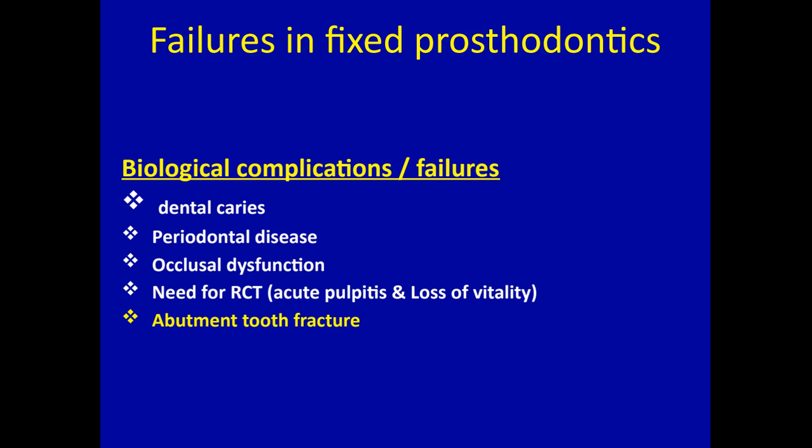The biological complications and failures include dental caries, periodontal disease, occlusal dysfunction, need for root canal treatment of the abutment because of acute pulpitis or loss of vitality, and the last one is abutment tooth fracture. As we said before, the most common complication of the biological and mechanical failures in fixed prosthodontics is dental caries.